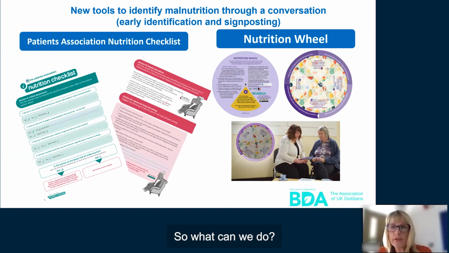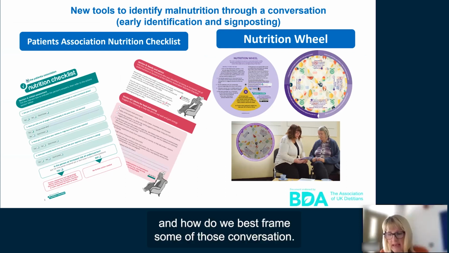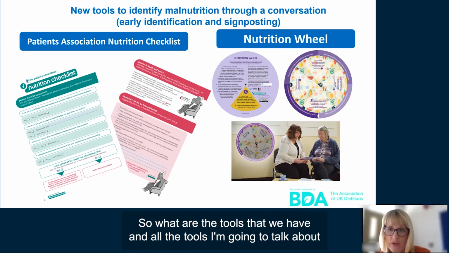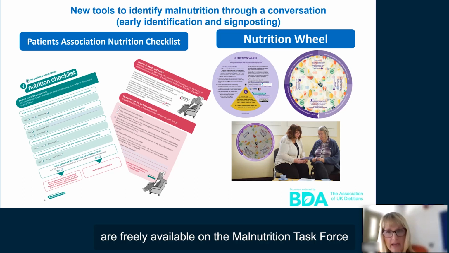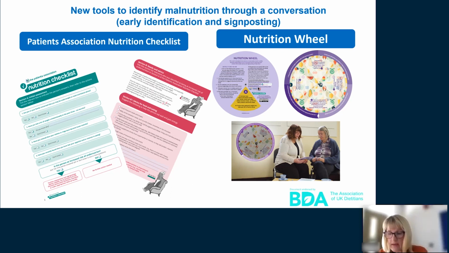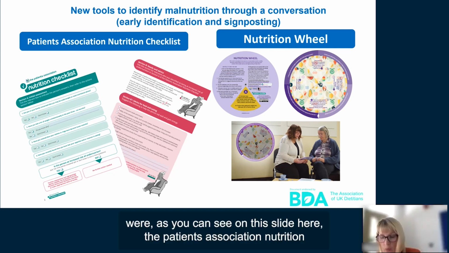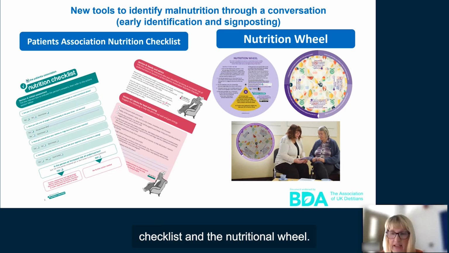So what can we do? We've talked about having conversations, and how do we best frame some of those conversations? So what are the tools that we have? All the tools I'm going to talk about are freely available on the Malnutrition Task Force website, and we'll give you those links at the end. There are two key tools that I wanted to highlight, as you can see on this slide: the Patients Association Nutrition Checklist and the Nutrition Wheel.